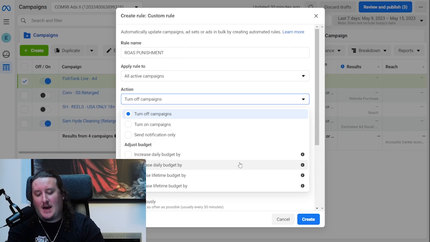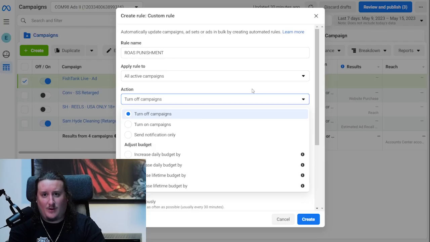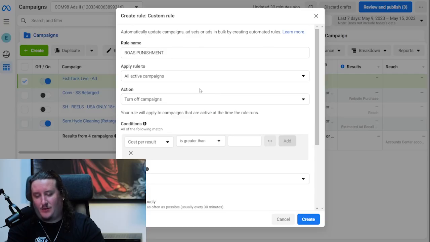Now, what I particularly do too is turn off the campaigns. I'll actually go in and turn off the campaign, and is it all good? All right, cool. I'll go in and turn off the campaign, and then I'll just make sure that basically there's no more money being spent in that campaign if it's performing poorly.